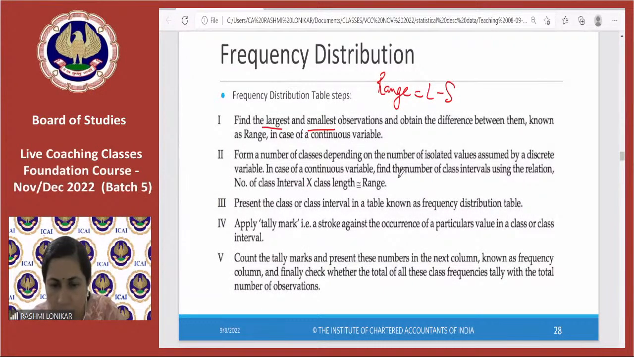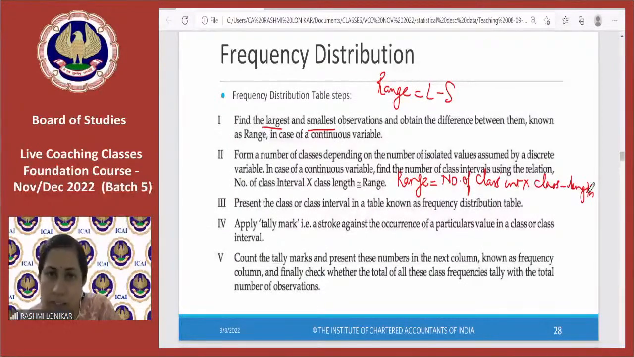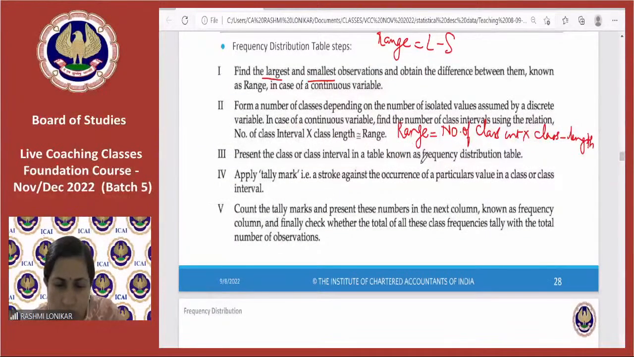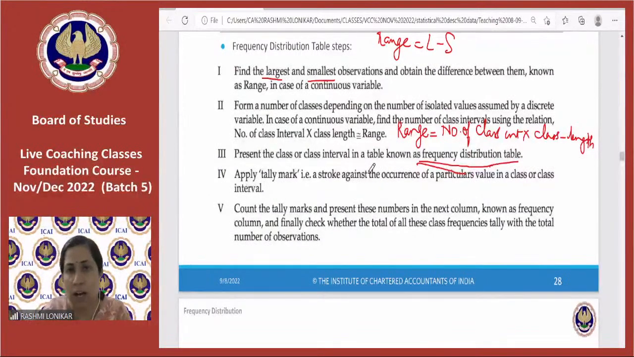Also, I know that range will be equal to number of class intervals into class length. So if class length is given to you in the question, then using this range, you will find out the number of classes, class intervals, that you need to make. Then present the class and class interval in the table which is known as frequency distribution table. In that, I'm going to write down the class and class interval.